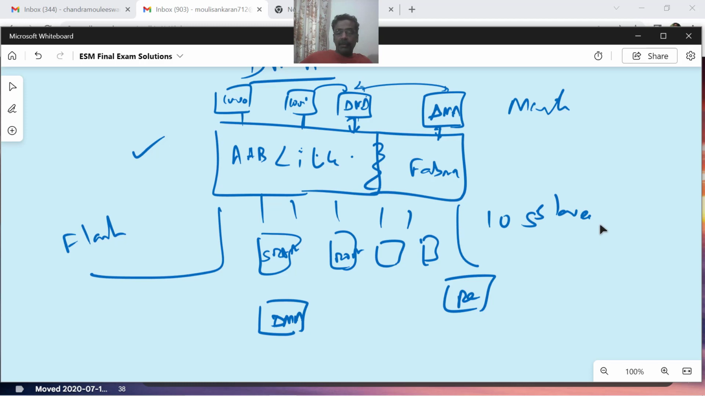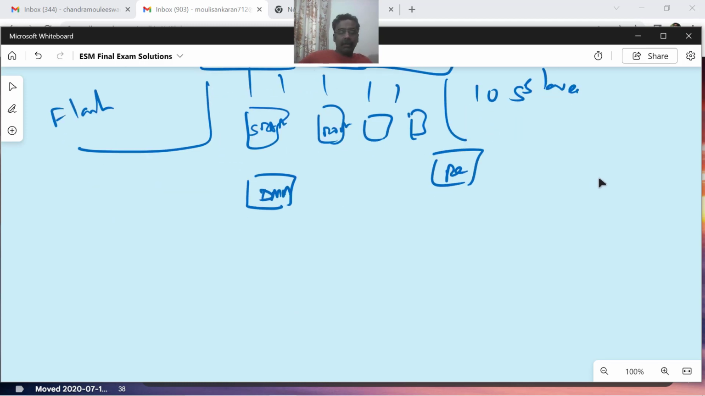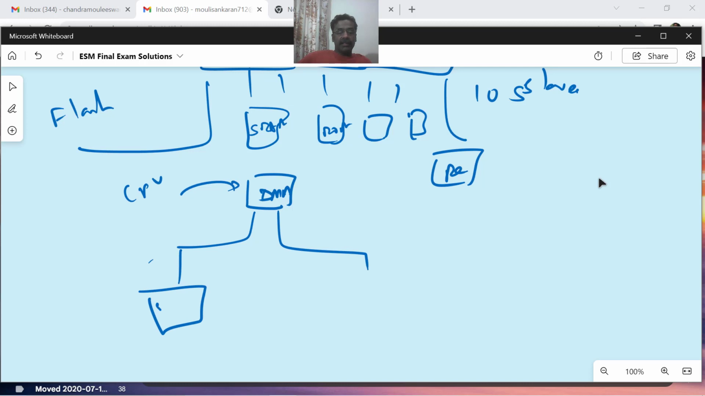We want the DMA to do some job on behalf of the CPU. The CPU says, hey DMA, why don't you do something? Maybe this is an SRAM, and let us assume this is some peripheral, maybe UART. In some location, I want you to copy this byte: read it from here and write it into the UART.